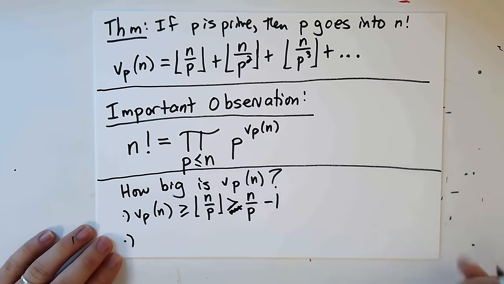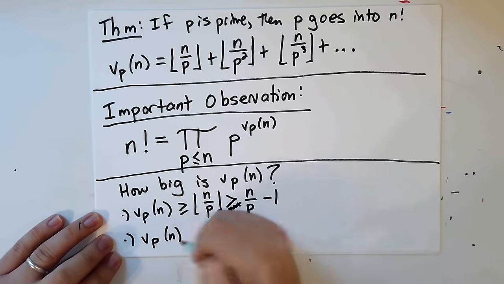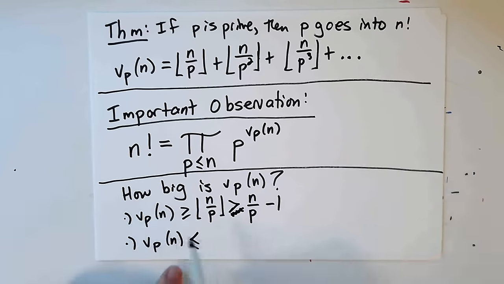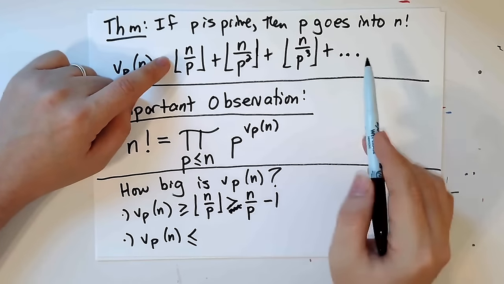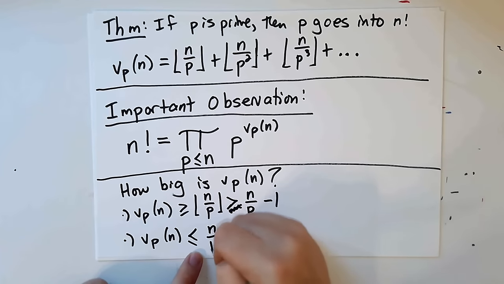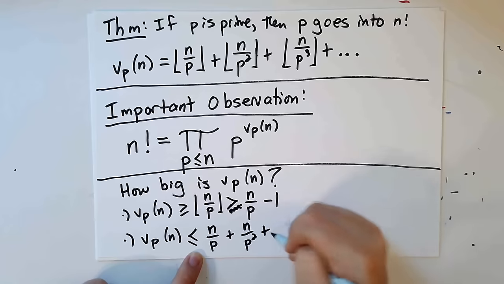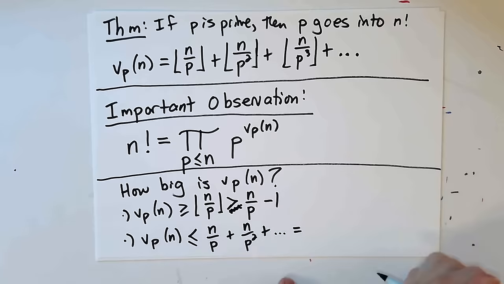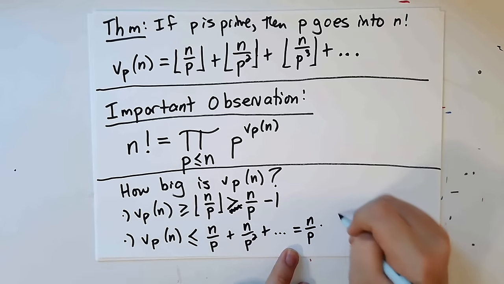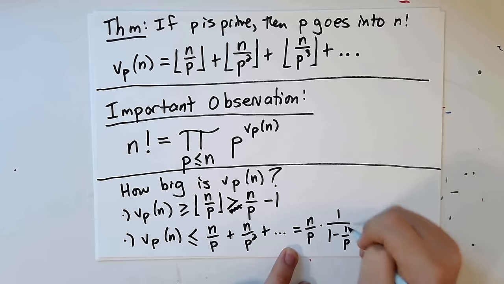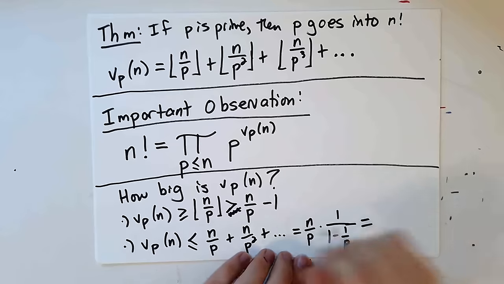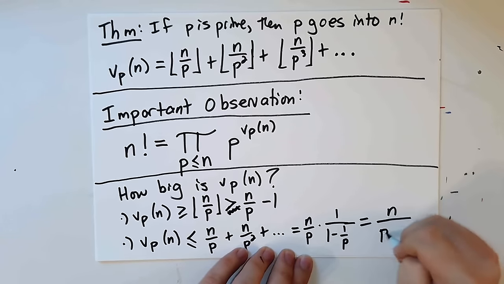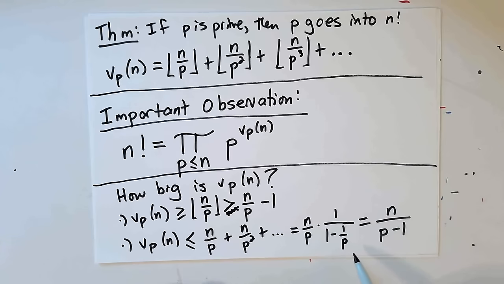On the other hand, I can also put an upper bound on it without too much work. Namely, v_p(n) is less than or equal to, well, floors only make things smaller, so n over p plus n over p squared plus dot dot dot. This is a geometric series with first term n over p and common ratio 1 over p, so by the sum of an infinite geometric series formula, it works out to be n over p minus 1. At the end of the day, once you do a little bit of fraction flippiness, the p's end up canceling and you get exactly this.